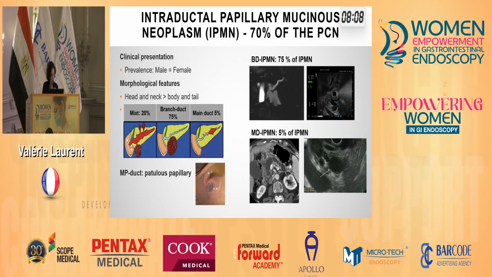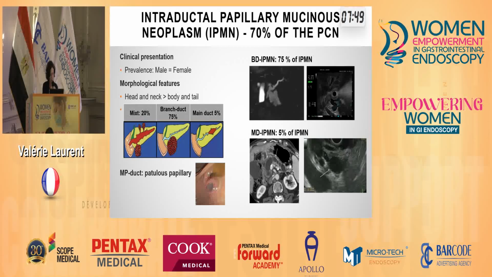Let's see the main types. The intraductal papillary mucinous neoplasm represents 70% of pancreatic cysts. They affect males and females equally. They are mainly located in the head or the neck of the pancreas.